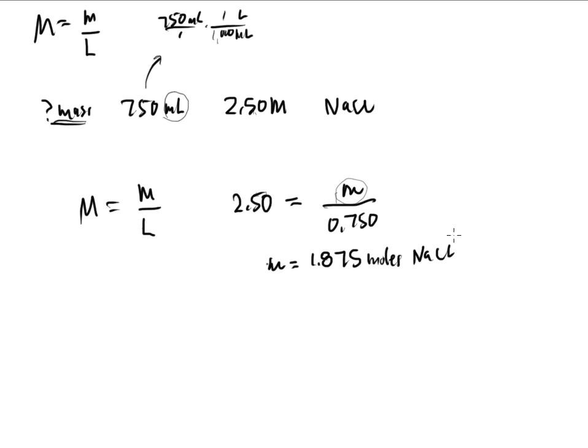But the scale does not weigh out moles. Sorry. The scale weighs out gram. So I need to be able to take that mole and convert it to gram. So mole to gram, gram to mole. I need formula weight in order to do it. So one more step. 1.875 moles over 1. Mole on top, mole on the bottom. I need to get to gram. Well, how many grams are in a mole of sodium chloride?